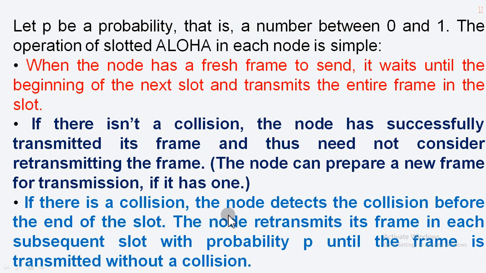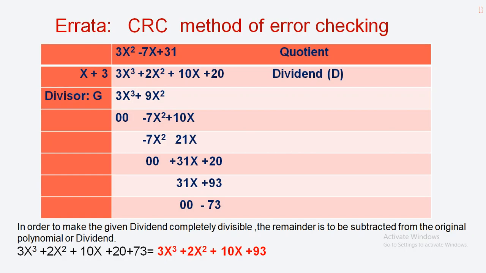If there is a collision, the node detects the collision before the end of the slot and it will retract. This is called backoff. The node retransmits its frame in each subsequent slot with probability p until the frame is transmitted without a collision. This is something like trying again and again, of course with a probability. Therefore, randomness is associated with this probabilistic time. We will take up the other protocols in the next tutorial.